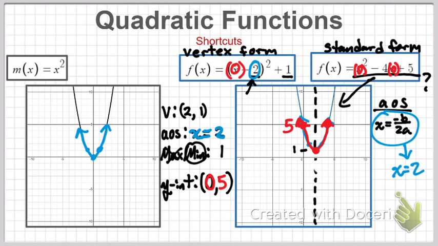All right, this is the end of part 1. Part 2 looks at 3 other graphs with different a's, and so you guys can see what the a's do to your graph.